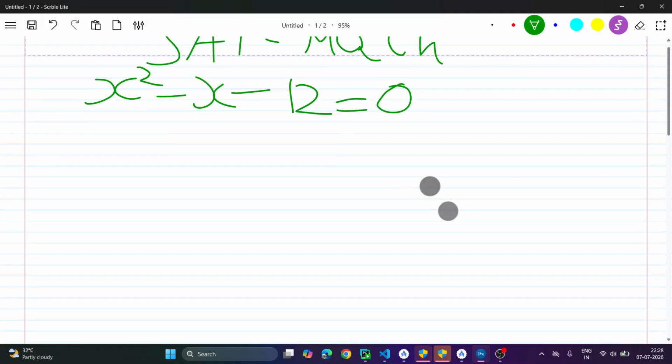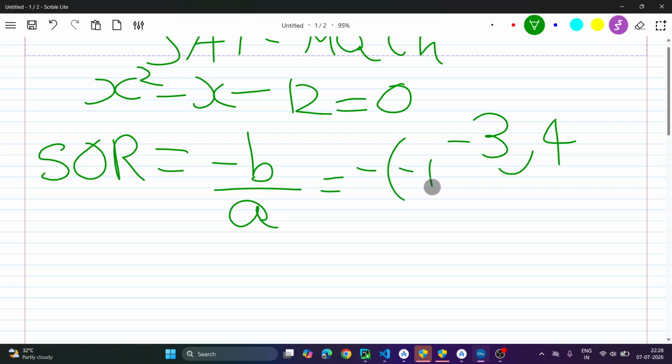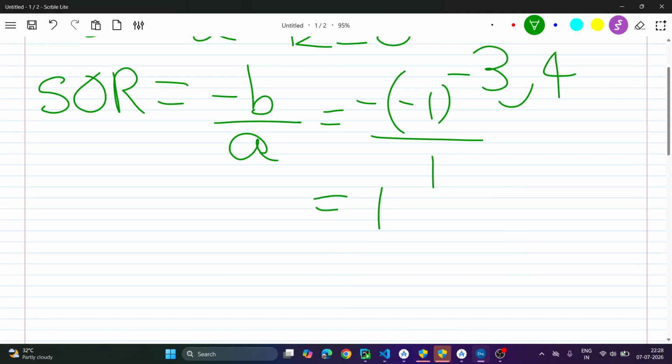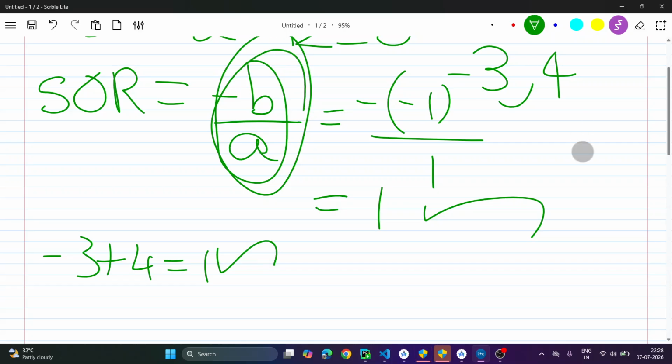They're asking for the product of the roots. Many people will find the roots, minus 3 comma 4, but you don't actually have to find the roots. I'll show you how. The sum of roots is equal to minus b by a, which is minus of minus 1 by 1, which equals 1. If you cross-verify, minus 3 plus 4 equals 1, so this formula works. This is the fastest method you can use.